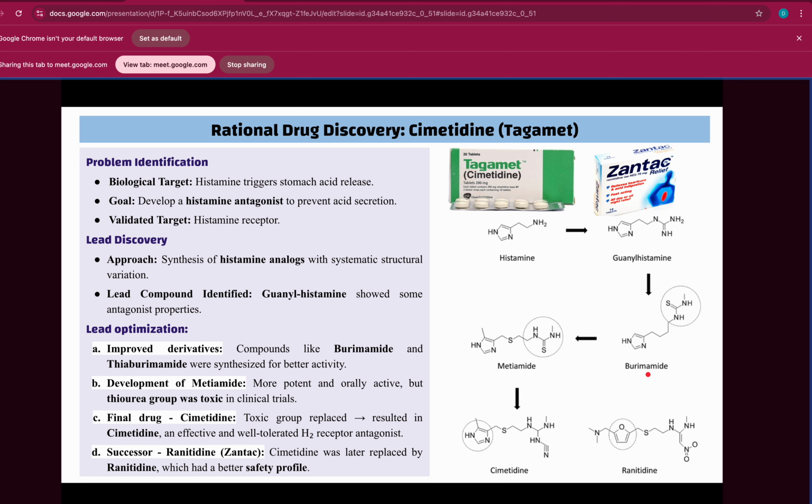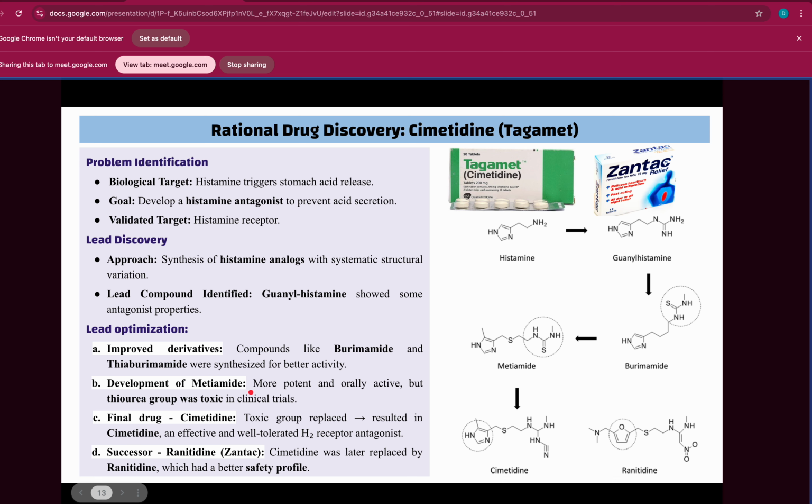Burimamide was synthesized. So burimamide, this is the compound, and thiaburimamide was also synthesized for better activity. So there are certain changes which are brought about in this group where the sulfur is attached. So burimamide was synthesized, which is the histamine analog and which has antagonist property to that of histamine. And then later on further optimization steps were done.